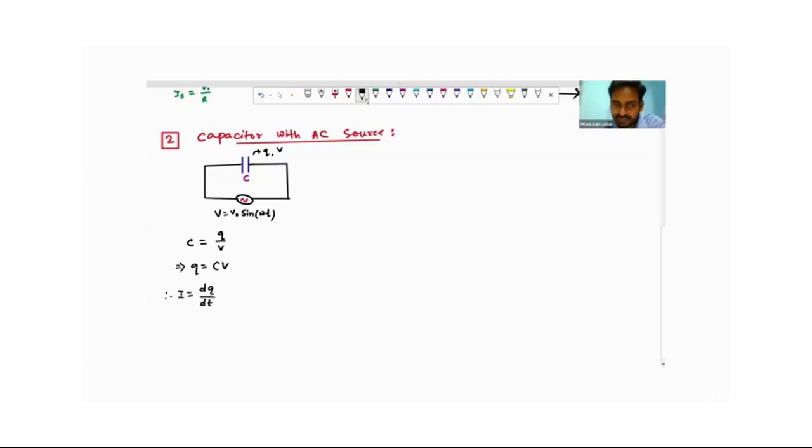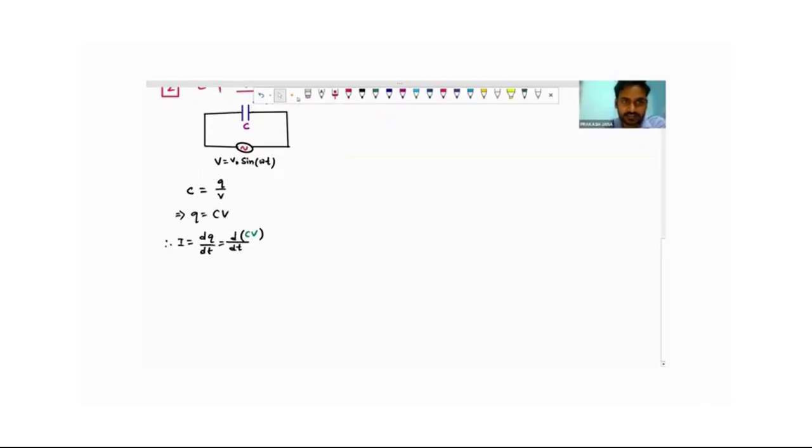This is also a definition of current. So we will just take the time derivative of charge, that is CV. CV, isn't it? Fine. And the value of V is given as V naught sine omega t. So the current is, see, the capacitance C is constant, so we will take it out of this derivative. So C times d/dt of, in place of V, we will write V naught sine omega t.